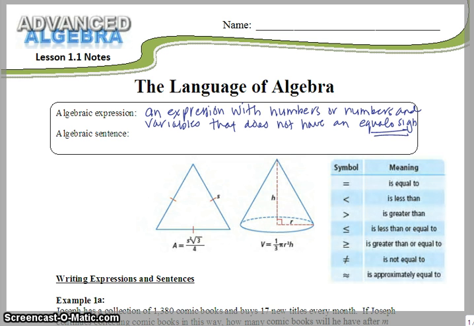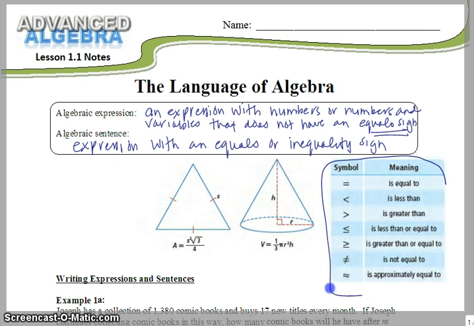So how is that different from an algebraic sentence? Well, the clue would be that equal sign. So an algebraic sentence is an expression with an equal sign or an inequality sign. An expression with an equals or inequality sign. And if you look at this blue box here, those are all the different signs that you would see that would help you understand that it's an algebraic sentence, not an algebraic expression.